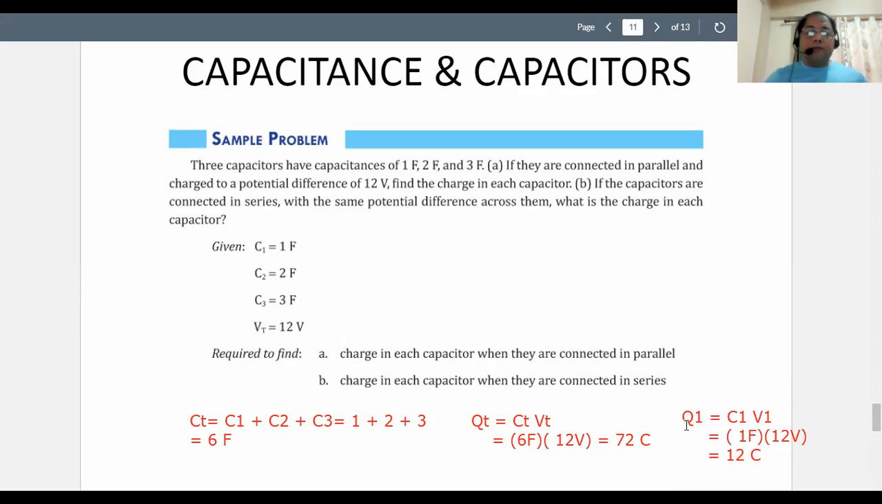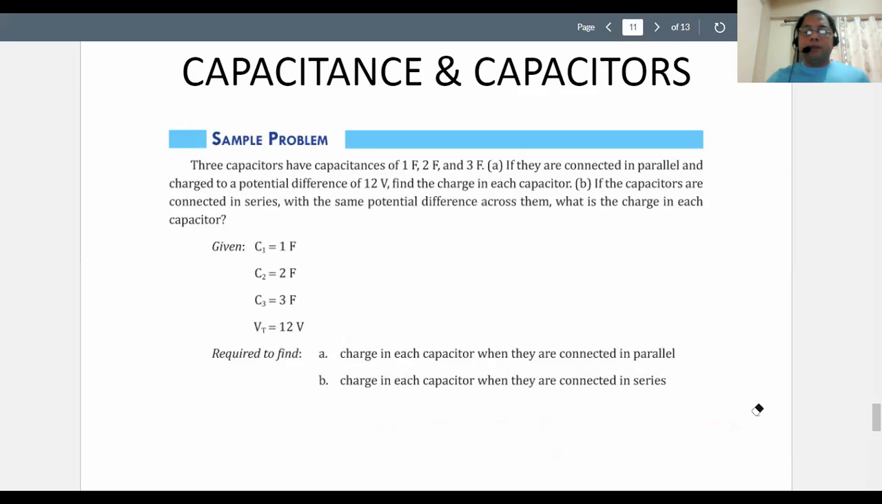Now, what about if they are in series? How do we approach our value? What's the charge in each capacitor if we are dealing with series connection? So series connection again. So for number 2, for series connection, you have capacitors that are drawn probably like this. So you have 3 of them.